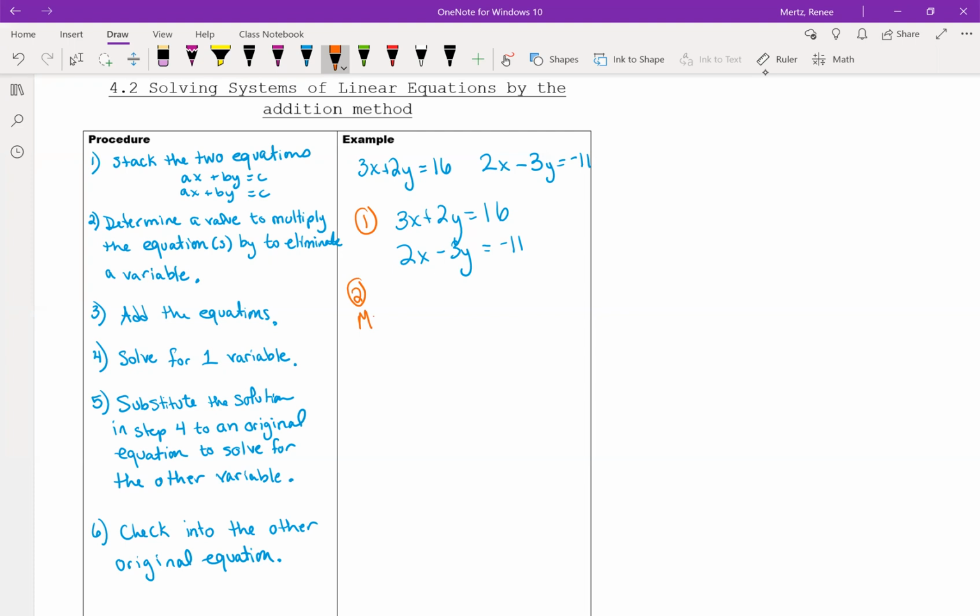So I'm going to multiply to eliminate y. I'm choosing y because they already have opposite signs. So I'm choosing to get rid of y. I'm going to take the first equation and I want to get it to be a 6. So I'm multiplying 3 times 3x plus 2y equals 16.